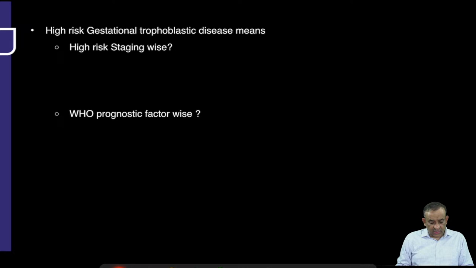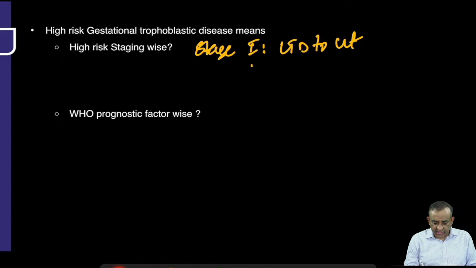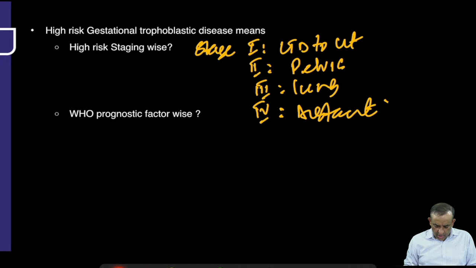So high risk gestational trophoblastic disease means high risk, staging wise. Stage one is when it is limited to the uterus, stage two when it's in the pelvis, stage three is in the lung, and stage four is distant metastasis. So when I say this staging, distant is always high risk and limited to the uterus is low risk. So this is very clear, one method.